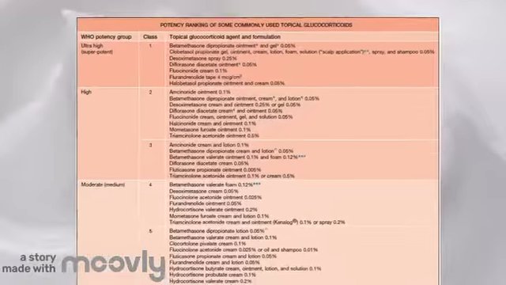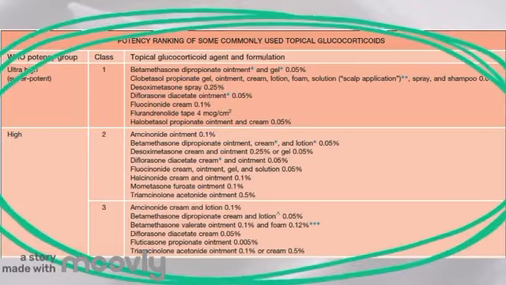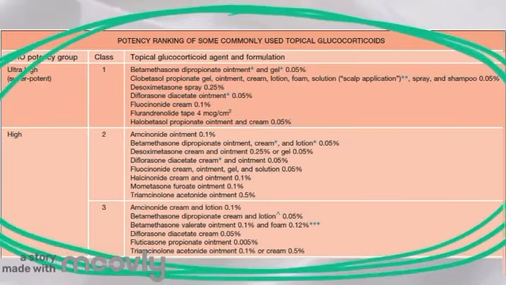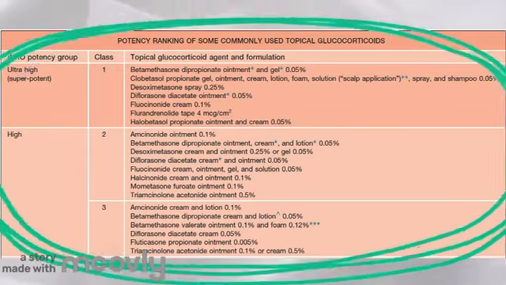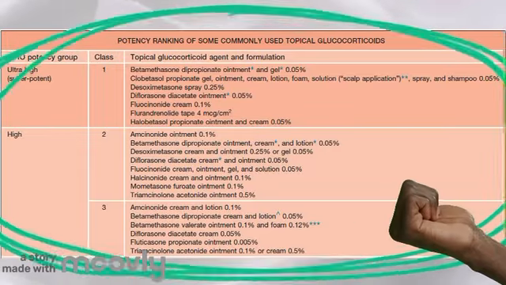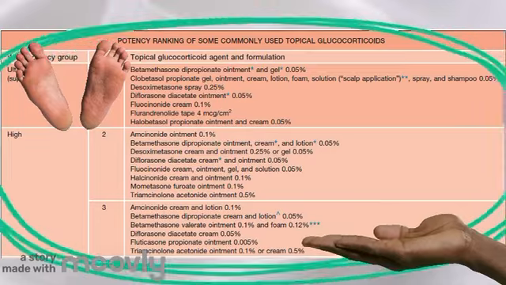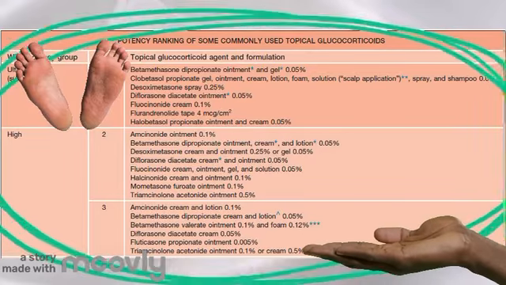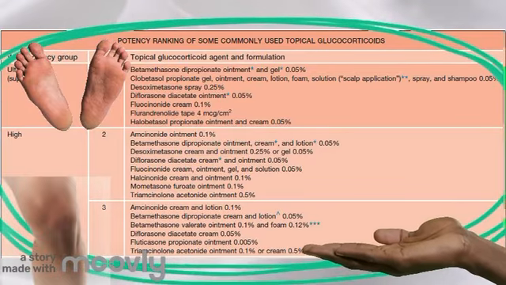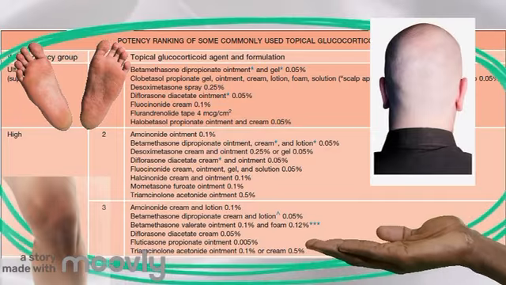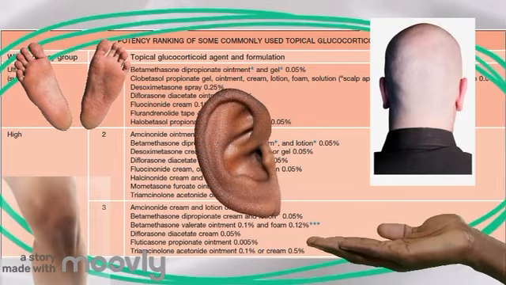Super high or high potency steroids, in groups 1 through 3, are given for areas with thicker skin, for example on the palms of the hands or the soles of the feet, thick plaques on extensor surfaces such as the knees and elbows, the scalp, and the external ear canal.